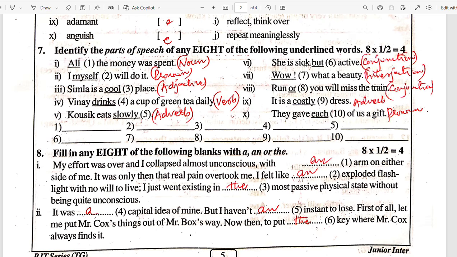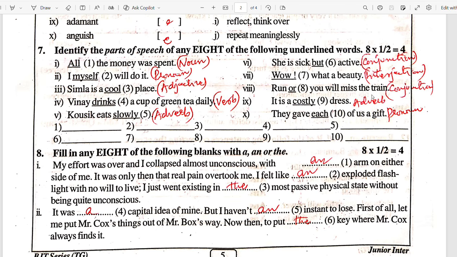She, we can write she's sick and she's active. But here, "but" is adding two sentences here. It is a conjunction. Wow, what a beauty. Here, "wow" is followed by an exclamatory mark. Wherever they use the exclamatory mark, you can take it for granted it is an interjection.